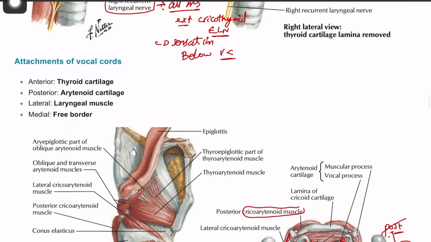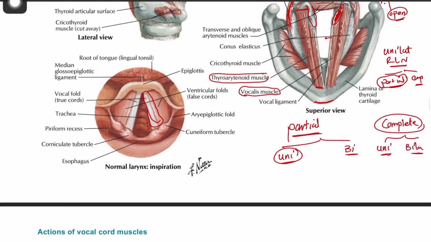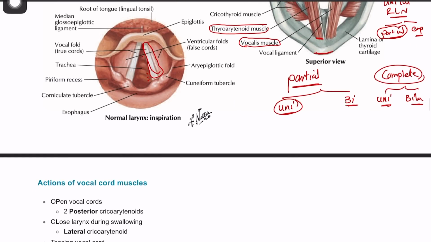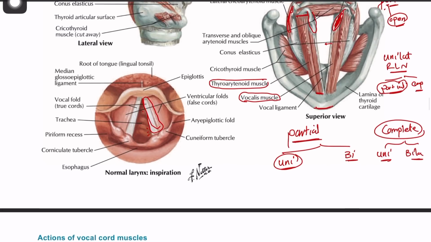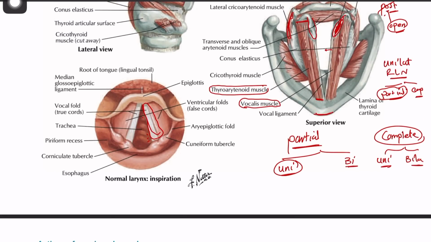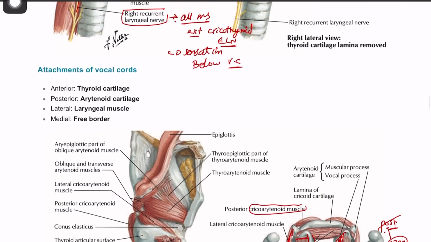So you have two posterior cricoarytenoid muscles. The posterior open the vocal cord. The P goes with the P. And two lateral cricoarytenoid muscles, and these close the vocal cord. And finally, two cricothyroid muscles, which are responsible for tensing the vocal cord. Again, if the cricothyroid muscles are paralyzed, it will lead to hoarseness of voice as well. And this is due to laryngeal nerve injury.